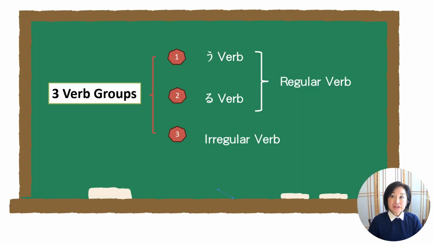Earlier I mentioned that there are 3 distinct verb groups in Japanese: U verb, Ru verb, and irregular verbs. Irregular verbs conjugate without following any specific rules. The good news is there are only 2 irregular verbs in Japanese, suru and kuru. Given that there are only 2, it's practical to memorize their conjugations and efficiently tackle this group.